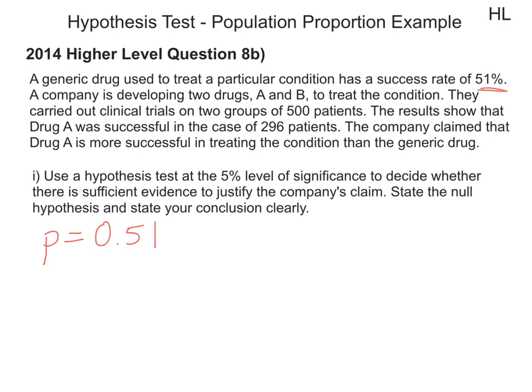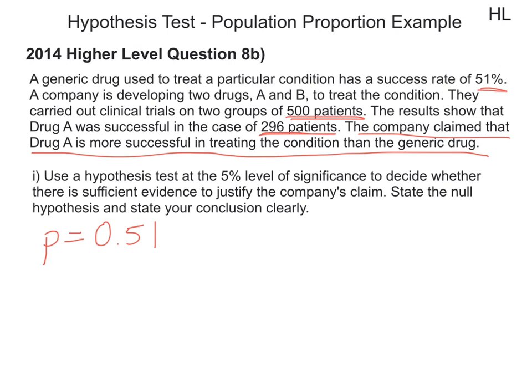A company is developing two drugs, A and B, to treat the condition. They carried out clinical trials on two groups of 500 patients. The results show that drug A was more successful in the case of 296 patients. The company claimed that drug A is more successful in treating the condition than the generic drug. The question asks you to use a hypothesis test at the 5% level of significance to decide whether there is sufficient evidence to justify the company's claim. State the null hypothesis and state your conclusions clearly.